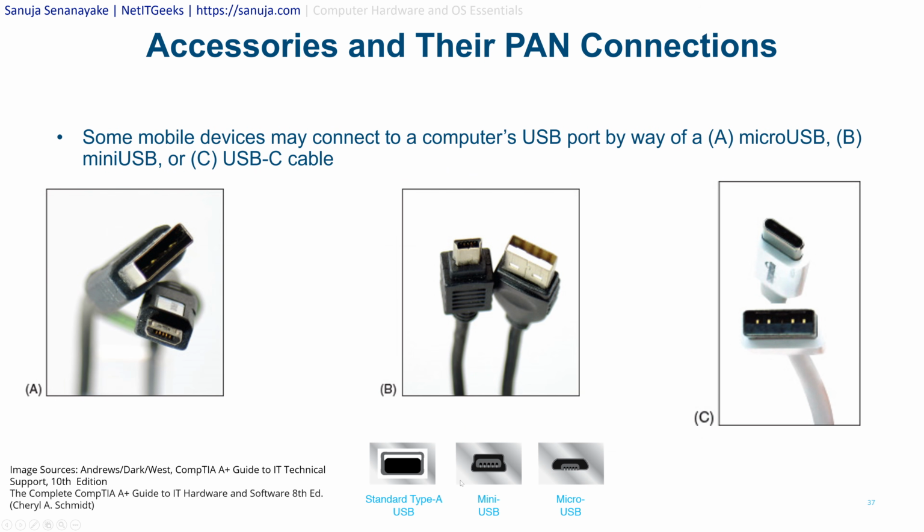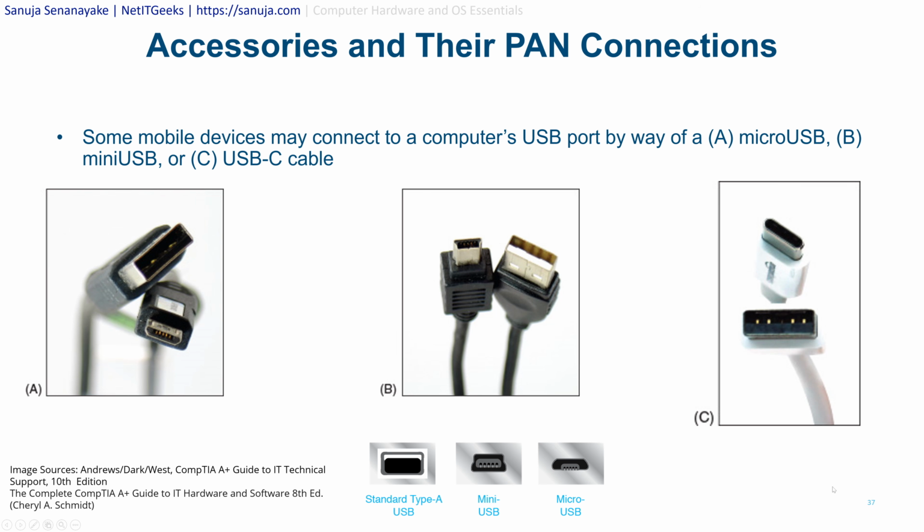Some mobile devices may connect to a computer using a USB port, as I mentioned before, and some may use different types of those USB ports, depending on the device that you use. For example, it could be the standard Type A, it could be the mini USB that looks like this one, and it could be the micro USB. So this is the standard Type A one. And then you could have micro USB. So that's the micro USB this side, and this is the mini USB.